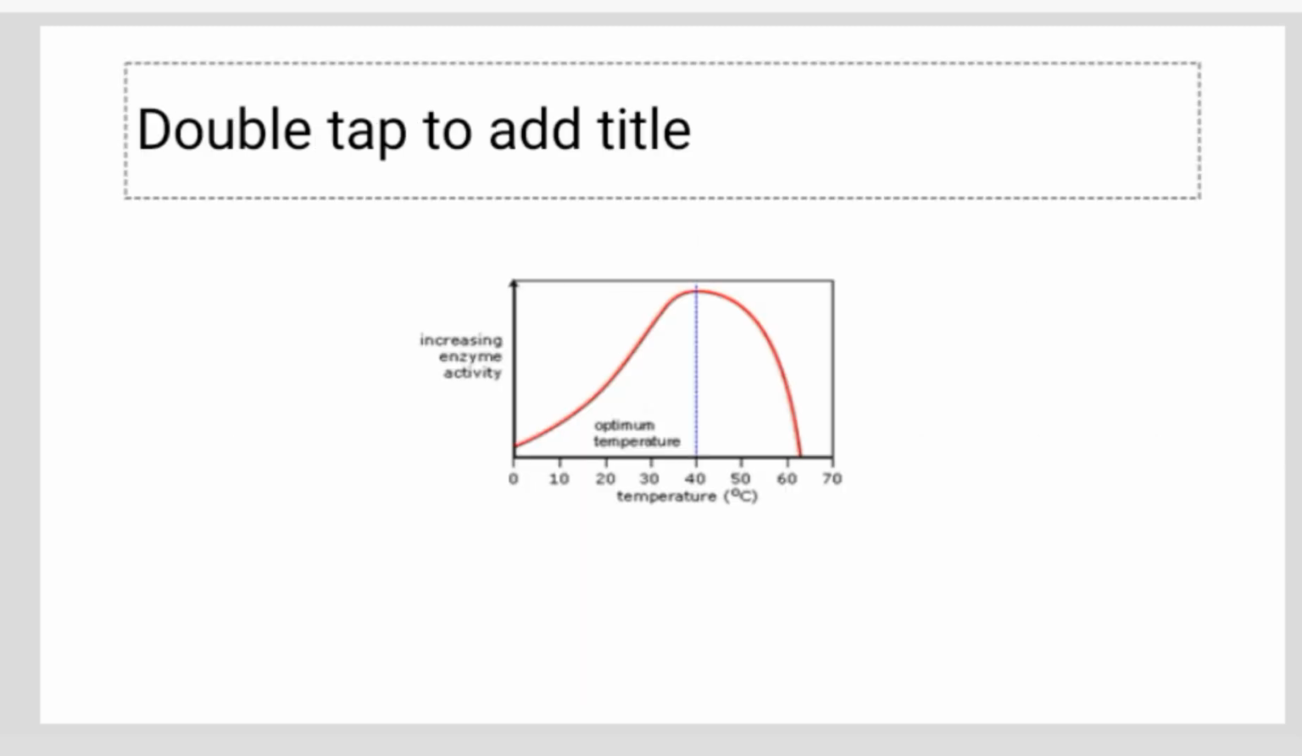This graphical representation shows the optimum temperature. Some enzymes may need high temperatures. It shows the relationship between temperature and increasing enzyme activity. The optimum occurs at 40 degrees Celsius.